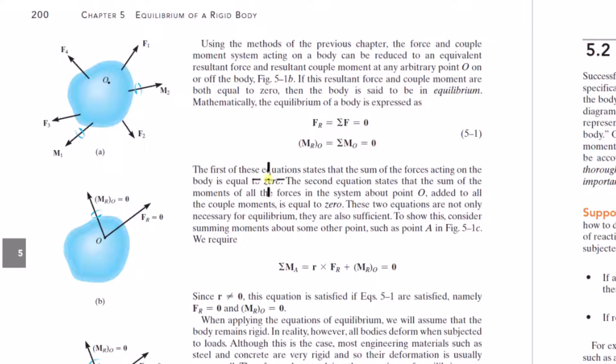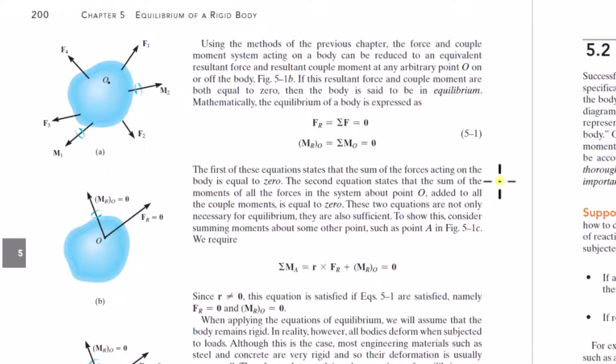The first of these equations states that the sum of the forces acting on the body is equal to 0. The second equation states that the sum of the moments of all the forces in the system about point O added to all the couple moments is equal to 0. So to get the net resultant couple moment, you sum the moments of all the forces about that point. You'll get a vector sum there, but if there are any external couple moments, you do a vector sum on those as well. You just move those to point O as well. These two equations are not only necessary for equilibrium, they are also sufficient.